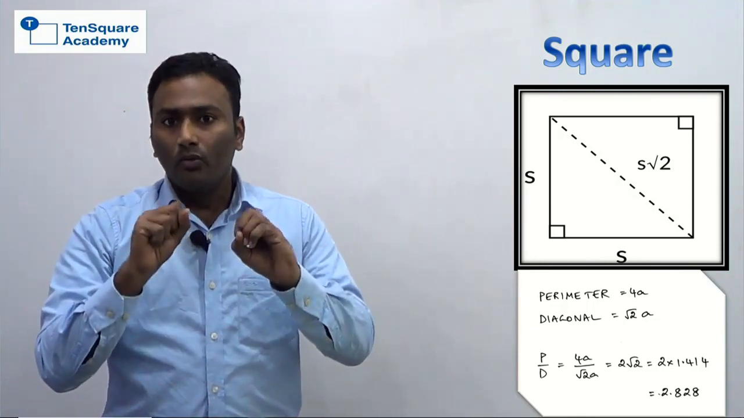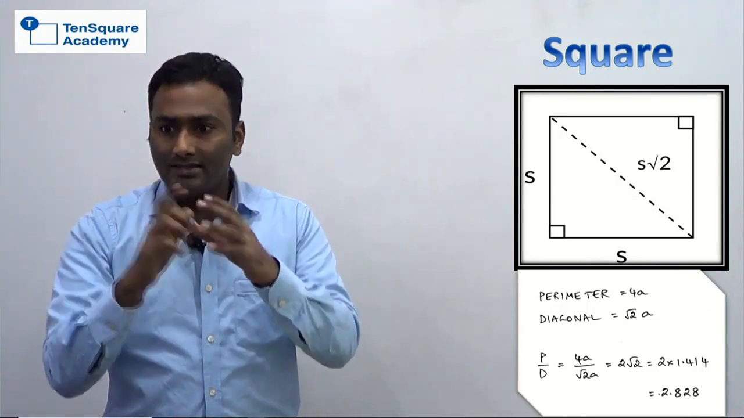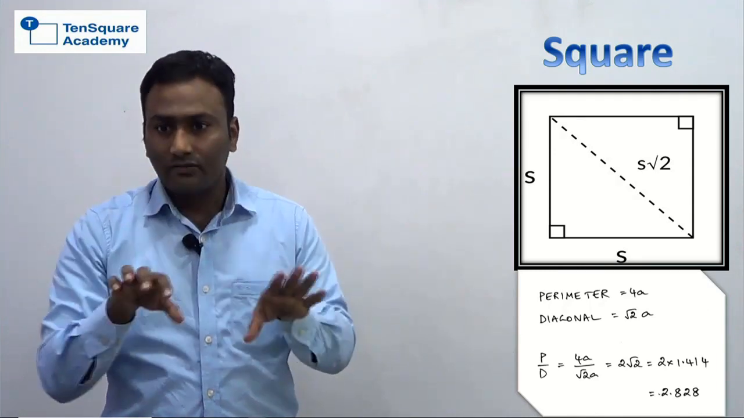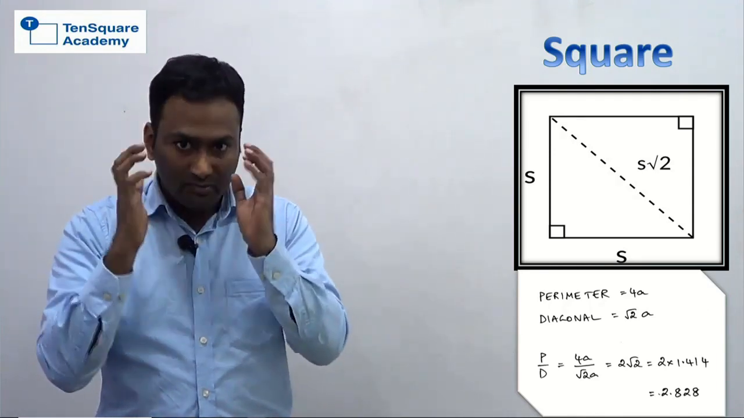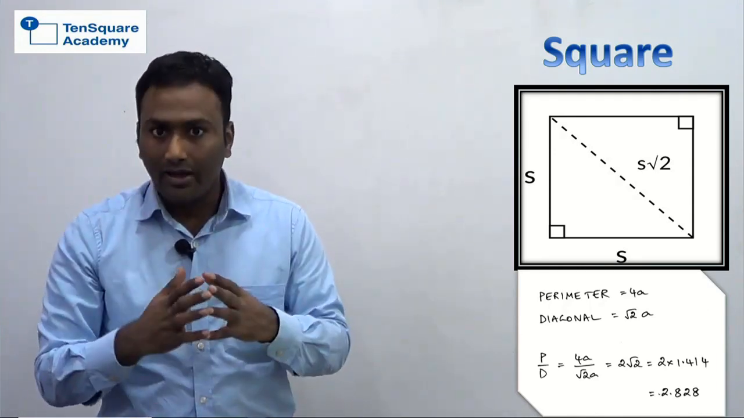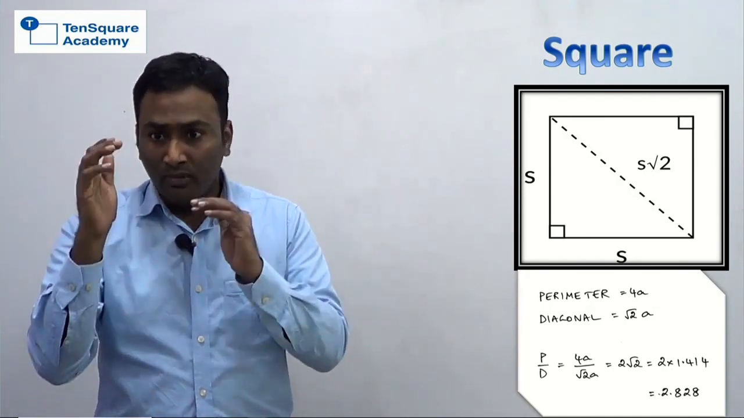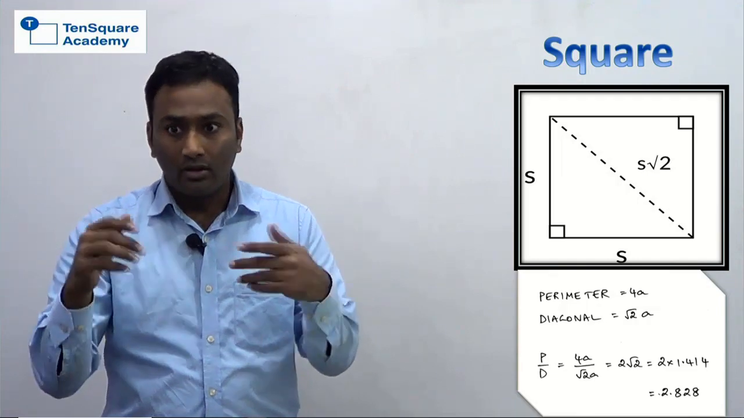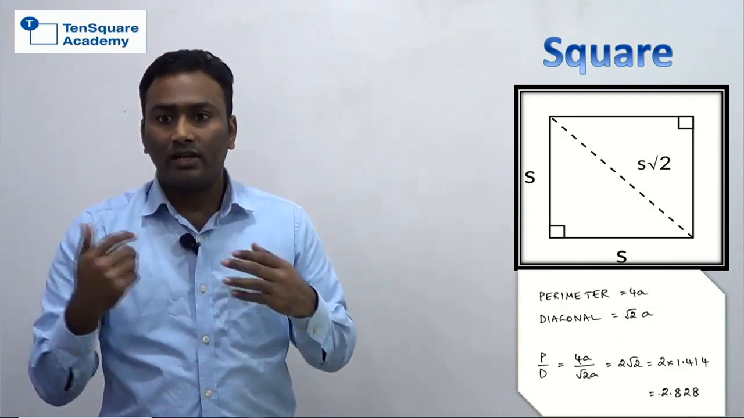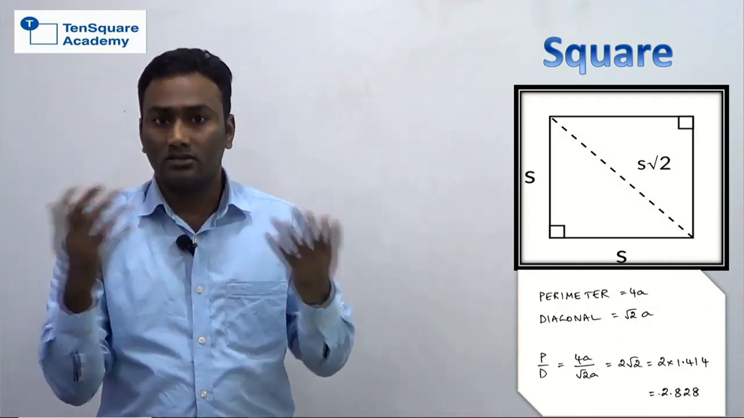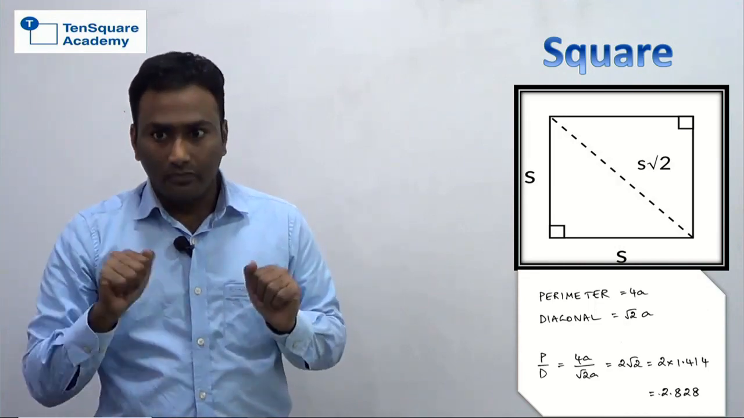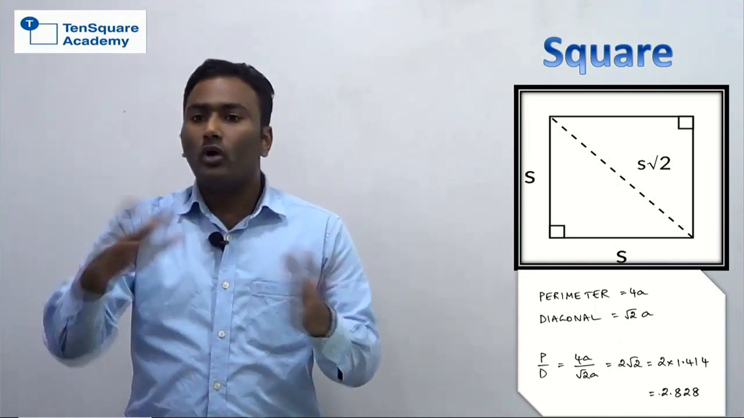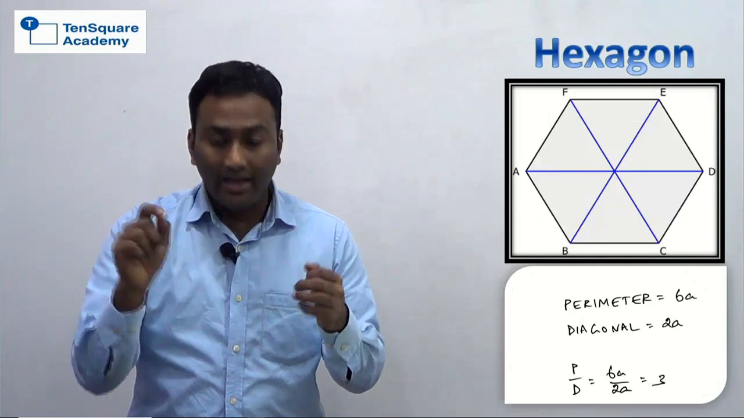Now in this, irrespective of the size of the square, be it a small square or a large square, the value remains the same. The ratio of perimeter to diagonal remains the same. Let's say I have a 3 cross 3 square or a 30 cross 30 square, this ratio remains the same. It's very important. Now let's move on to the next figure, the hexagon.